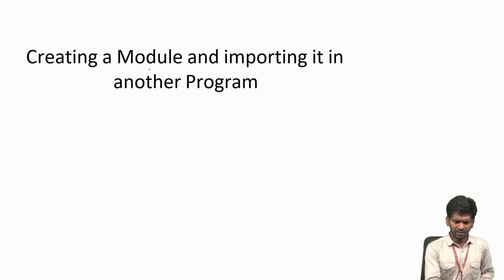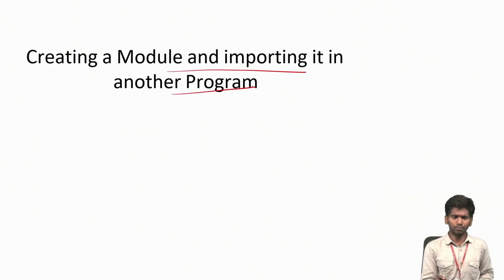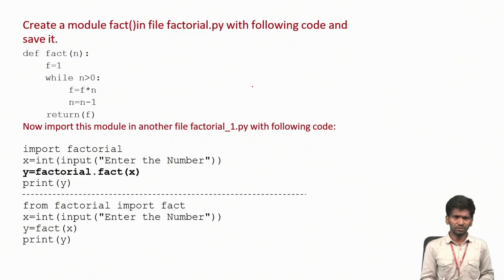Next we will create a module and import it in another program. Okay, this we will see. So here is just a program. We are creating one file. That file name is factorial.py. In that file we have this code.